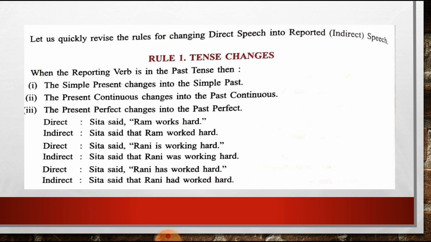Rule 1, tense changes. In rule 1 we can see that there will be a change in our tenses. When a reporting verb is in the past tense, and the reporting verb is the verb outside the quotation marks, the simple present changes into simple past. When the sentence is in the simple present tense, it will change into simple past tense.